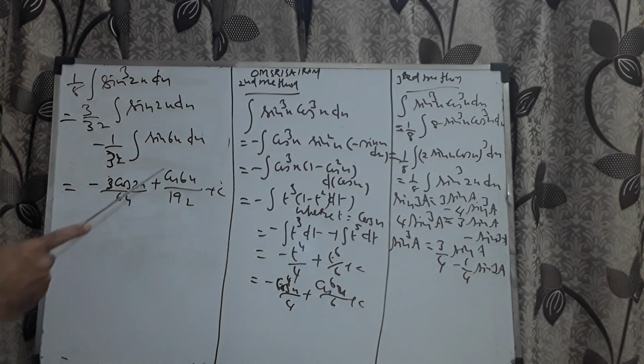Now minus 3 cos 2x by 64. This minus is taken inside. Plus cos 6x by 6 into 32 becomes 192. 6 2s are 12. 6 3s are 18 plus 1, 19. It's correct. Okay. This is how it is being done.